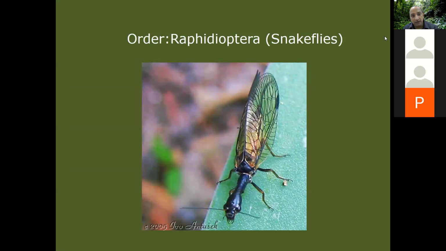Then comes snake flies, Rhipidoptera. We have one or two species in Northeast India. The rest of the species are found outside India. They are also very rare insect groups, Rhipidoptera.